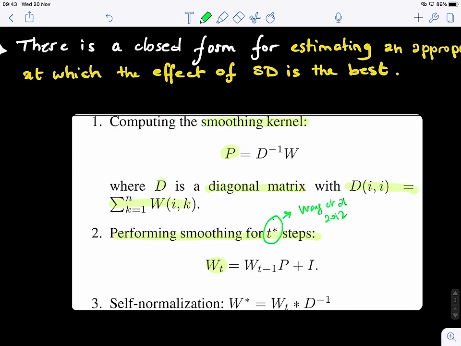okay? And then ultimately, after reiterating many times, you will do a last step, which is called self-normalization, and this is the final step, okay? Great, so this is the algorithm.